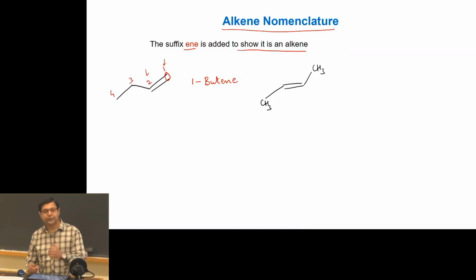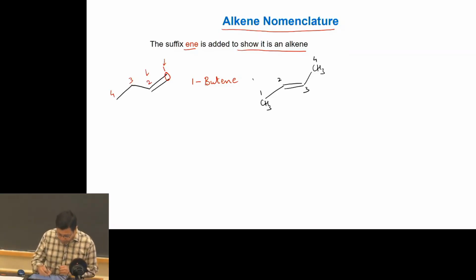First step, count the longest hydrocarbon chain. 1, 2, 3, 4. Now whether you start 1 in this direction or from this direction, the double bond is going to get the numbers 2 and 3, right? So either way you number, you're going to get the same numbers on the double bond, all right?